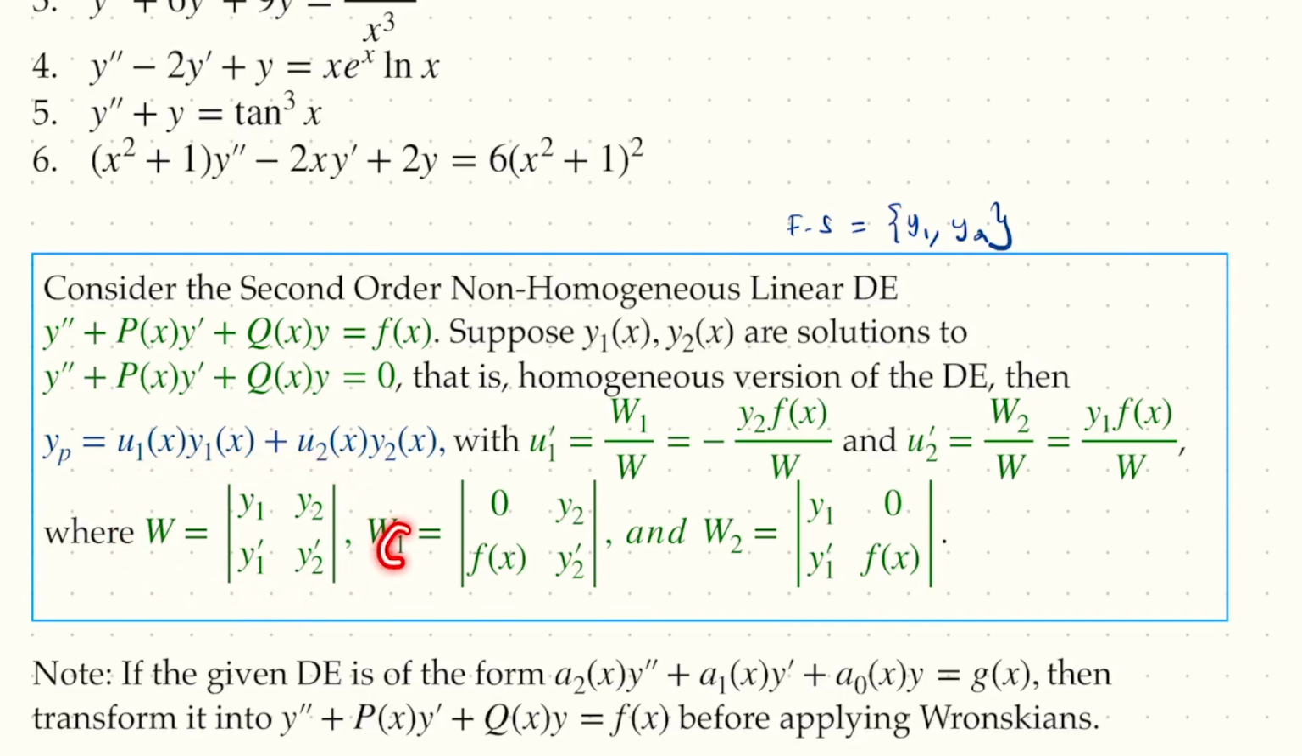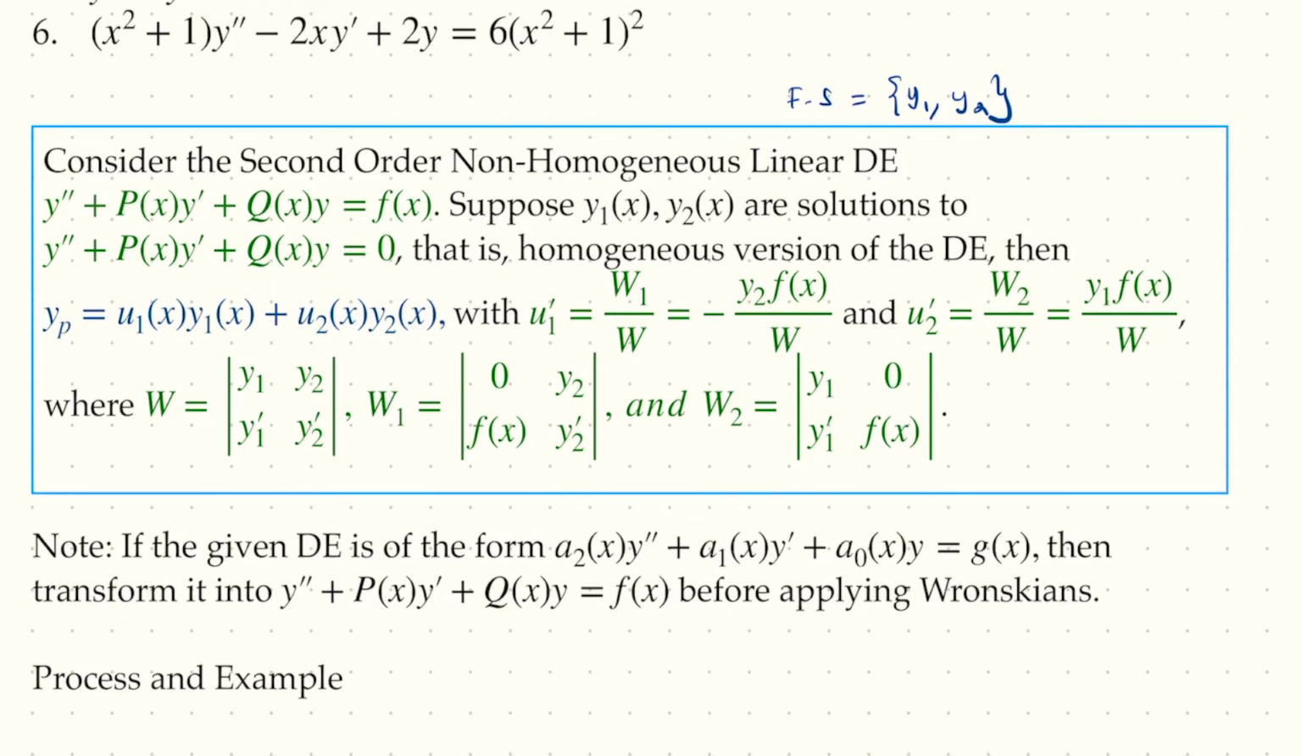And w1 is, what do you do? You replace the first column of your w with 0 comma f of x. The w2 is, take a look at the w, replace the second column by 0 comma f of x, and that's w2, and you take the determinant of that. I want to quickly note one thing here. When you solve a differential equation, in general the second order differential equation is going to look like this.